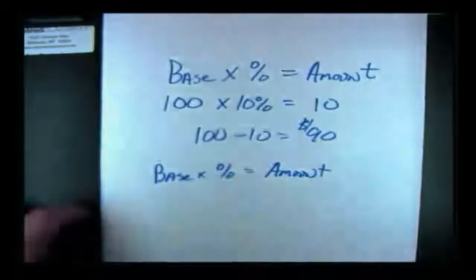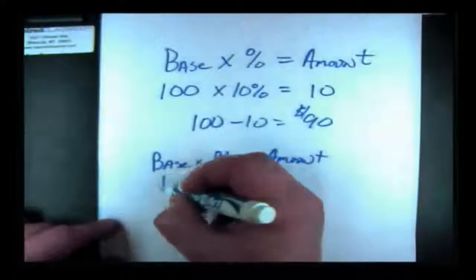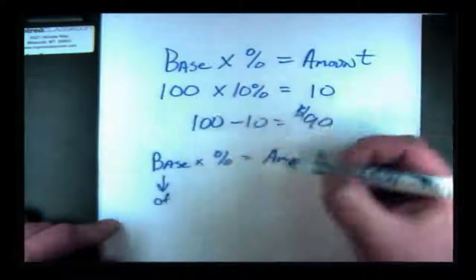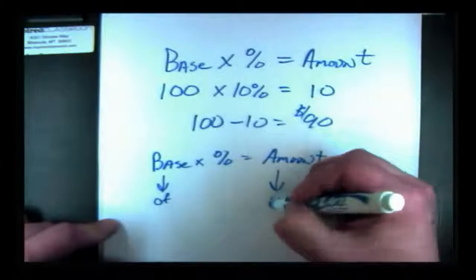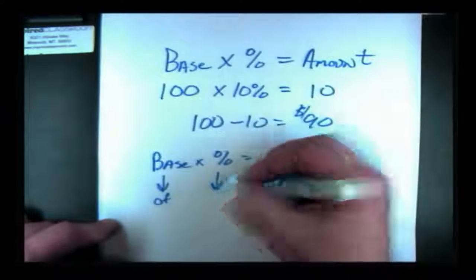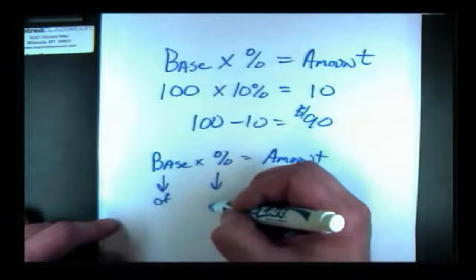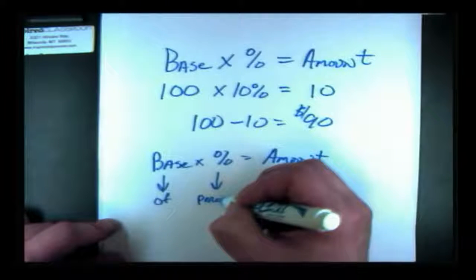So there are keywords. The base's keyword is "of." The amount's keyword is "is." And the percent keyword is, obviously, "percent."